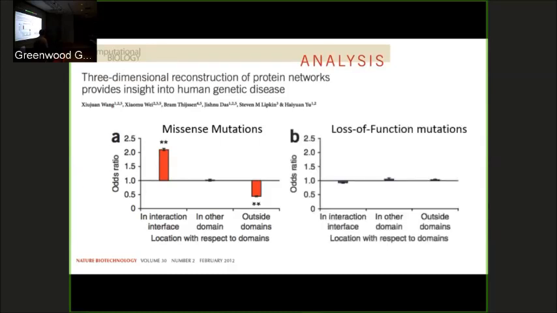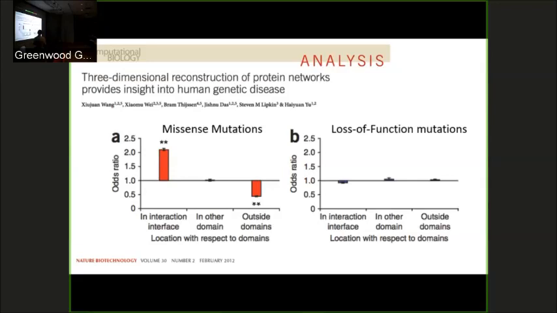Similarly, we could ask, how about loss of function mutations, so changes that essentially result in truncation of the protein or early termination or loss of transcript? You would predict that that could happen in a domain or out of a domain, and it wouldn't matter. And that's again what they see.